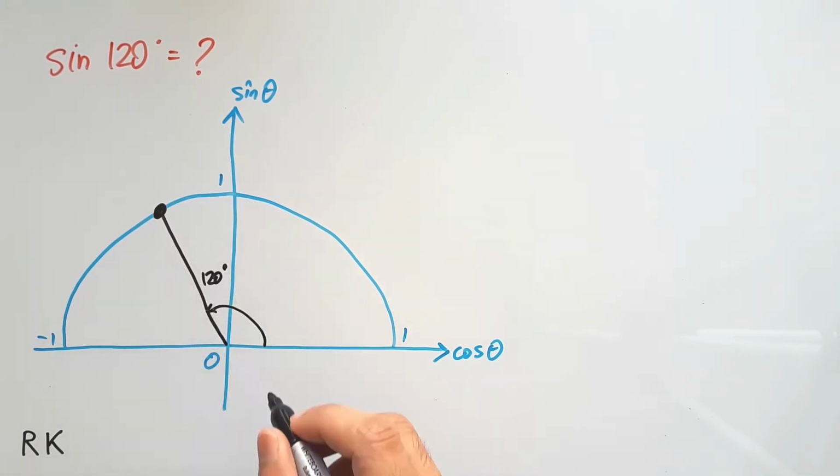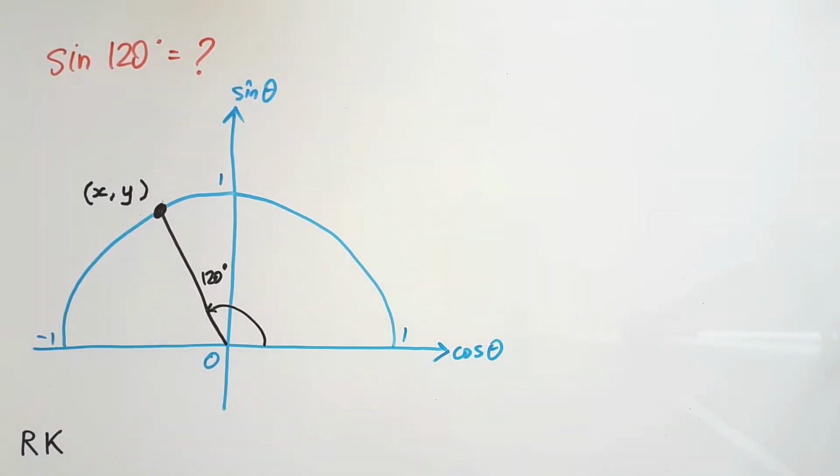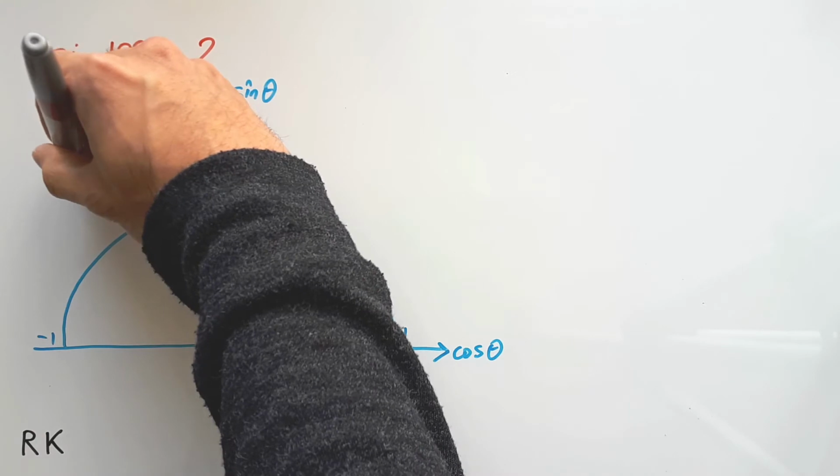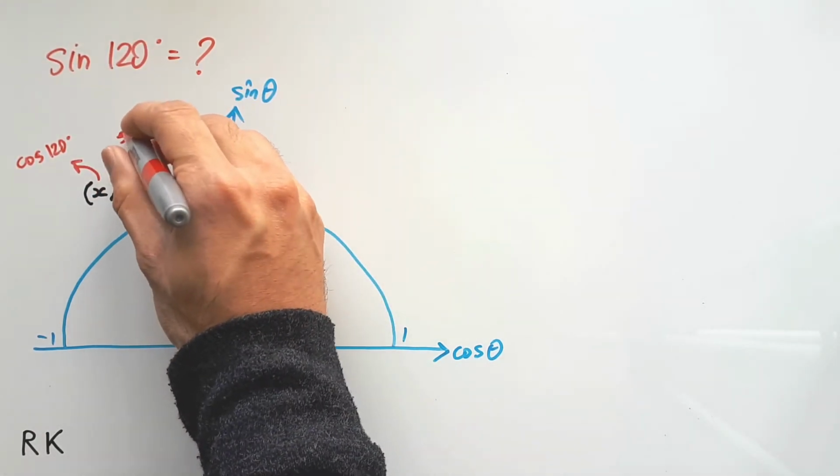Let's call its coordinates x and y for now. We don't know what they are, but we know its relation to cos and sine due to its axes. X gives us cos 120 and y gives us sine 120.